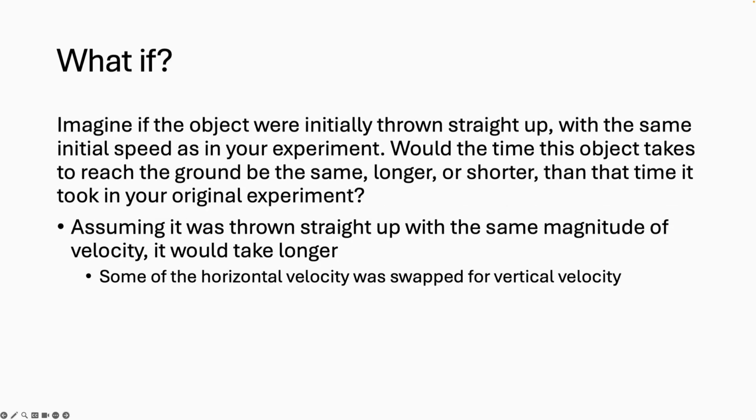So, let's talk about some what ifs. Imagine if the object were initially thrown straight up, with the same initial speed as in the experiment. Would the time this object takes to reach the ground be the same, longer, or shorter? Assuming that the ball was thrown straight up with the same magnitude of velocity, it would take longer. This is because some of the horizontal velocity was swapped for a vertical velocity, and so the total vertical velocity is higher and then it takes longer to reach the ground.